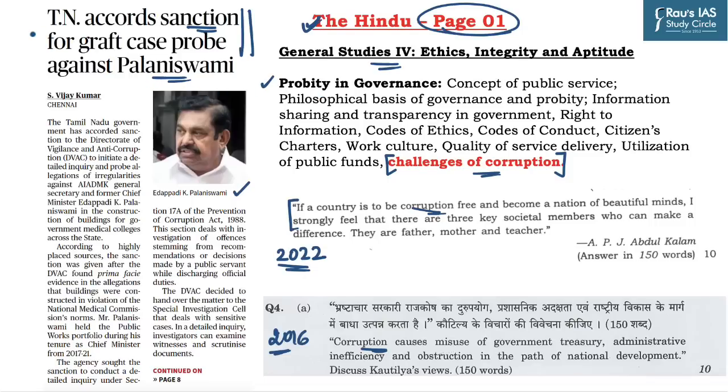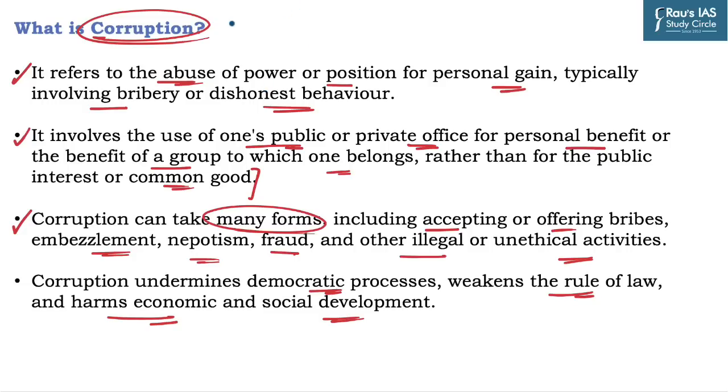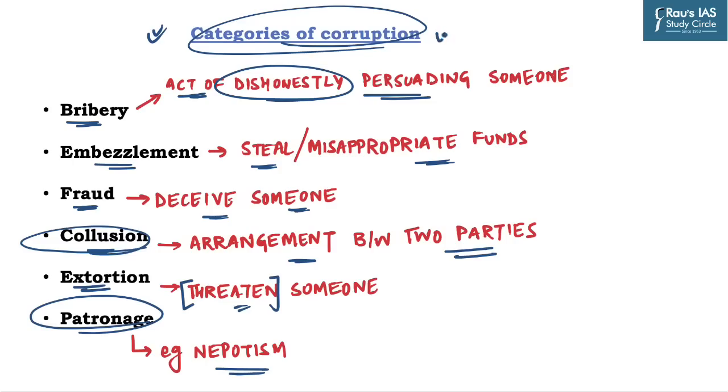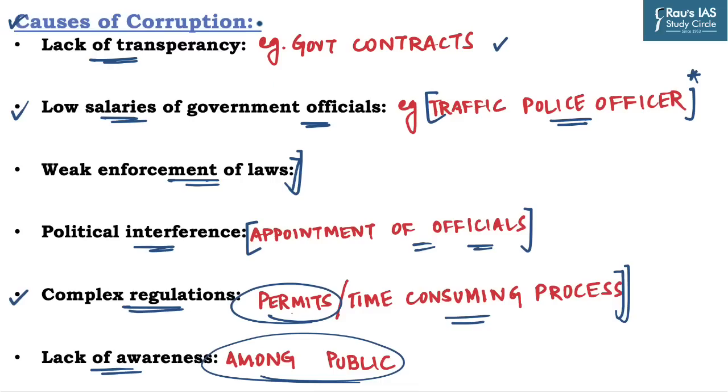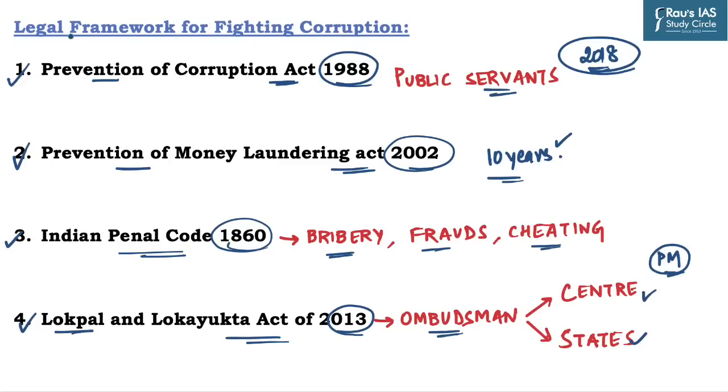To summarize our discussion, firstly, we have discussed the context related to the state of Tamil Nadu, its relevance for the GS paper 4. We have also seen the 2 previous year questions of mains exam of GS paper 4. Further, we discussed what corruption is, the different categories of corruption, the causes of corruption in India, and finally the legal framework for fighting corruption in India.